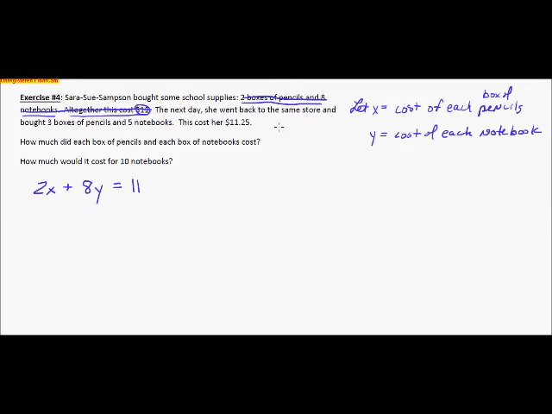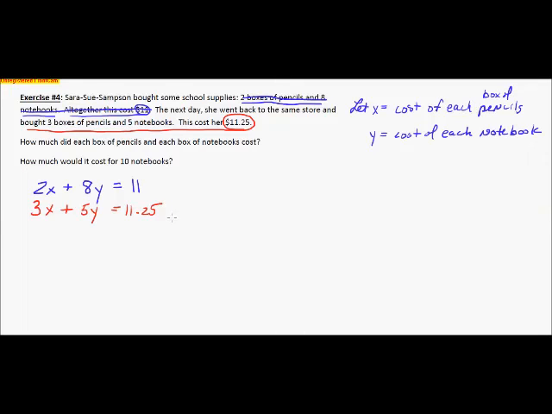Okay, the next day she went back to the same store. She bought 3 boxes of pencils. So that's going to be 3 boxes of pencils, and that is how much money it cost her: 3 times the cost of each box. And she bought, how many notebooks? She bought 5 notebooks. So again, this is money. And I did that because they gave us how much in money those added up to. So that's $11.25. Those are my 2 equations.